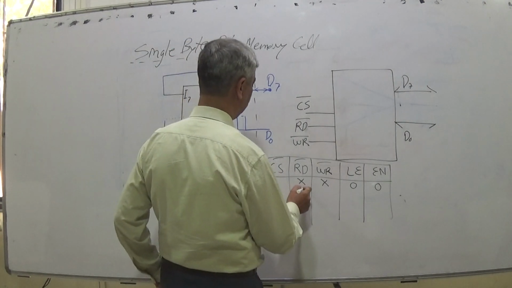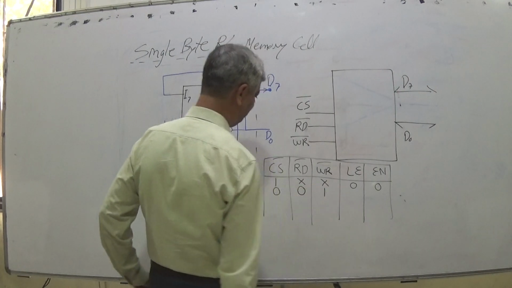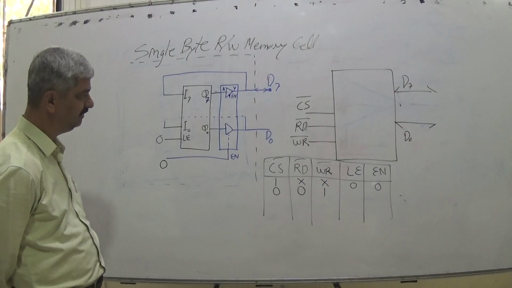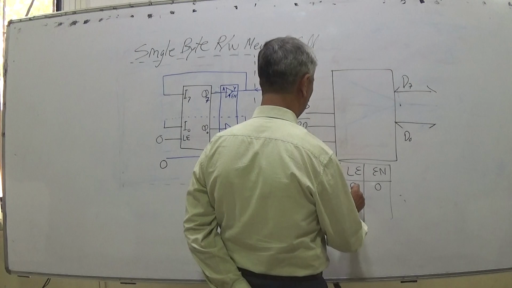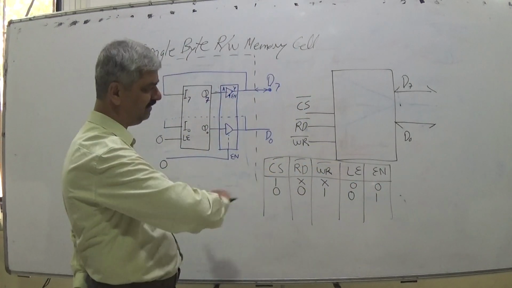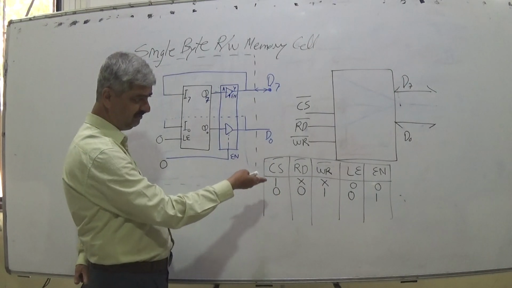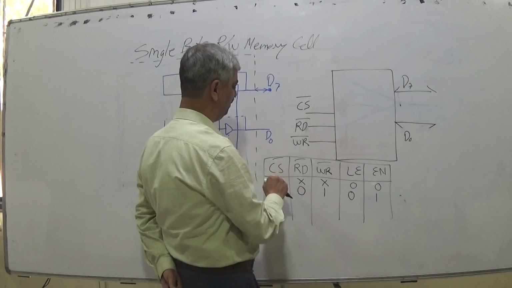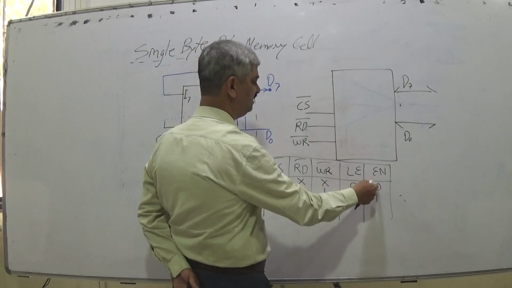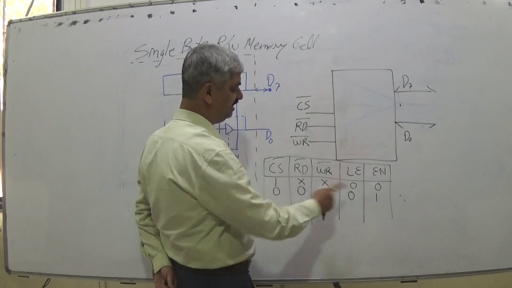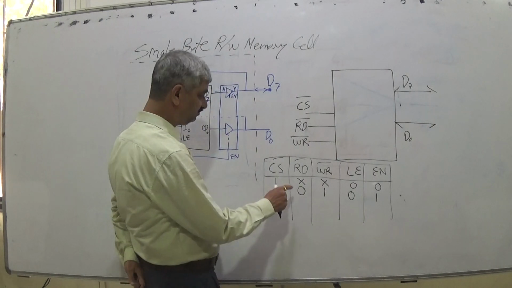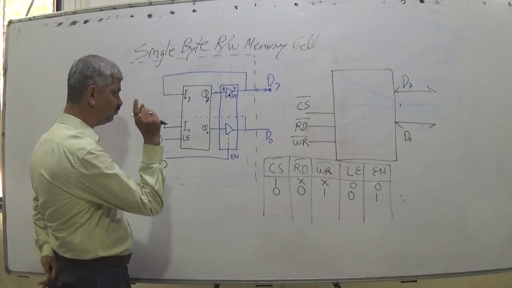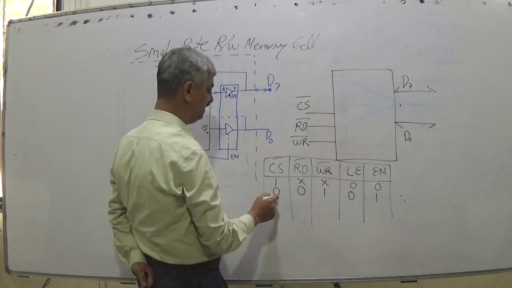Now when chip select bar is 0, read bar is 0, write bar is 1. That time this latch enable is 0 and enable is 1. So you can have a simple combinational logic that you see. LE is the output, which is a combination of CS bar, read bar, write bar. EN is the output, which is again a combination of CS bar, read bar and write bar. For this combination, this intended operation should take place. So when read bar is 0, that time enable becomes 1, indicating that whatever is stored here appears here.